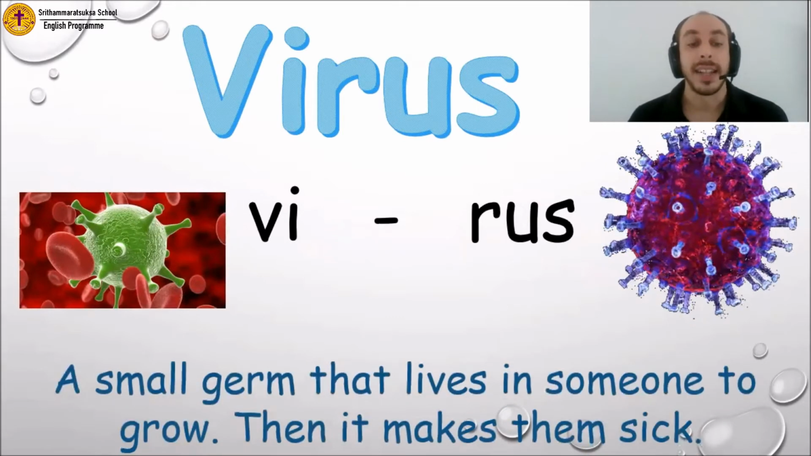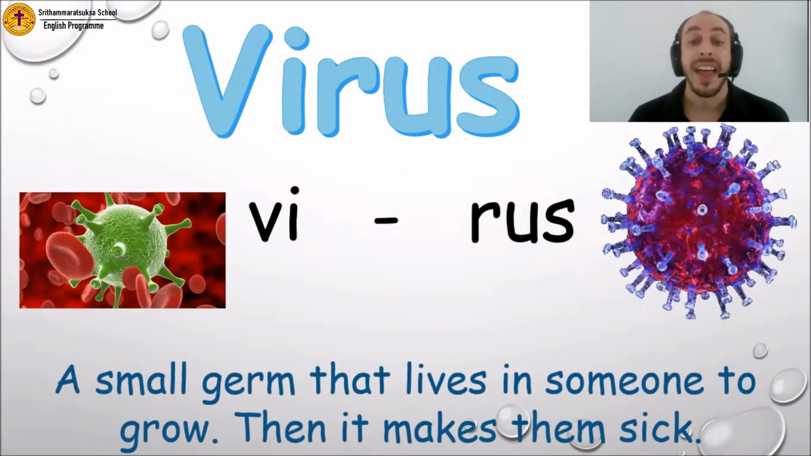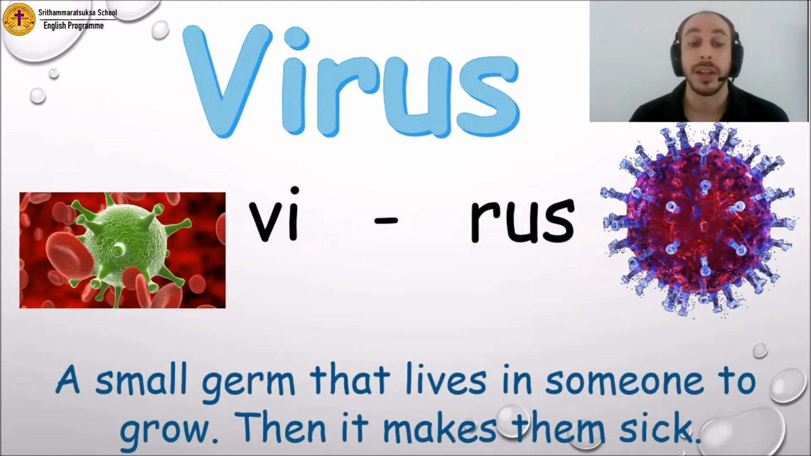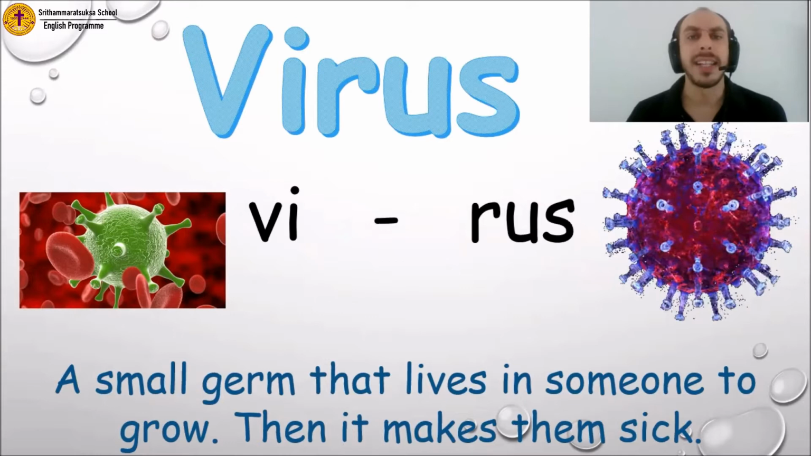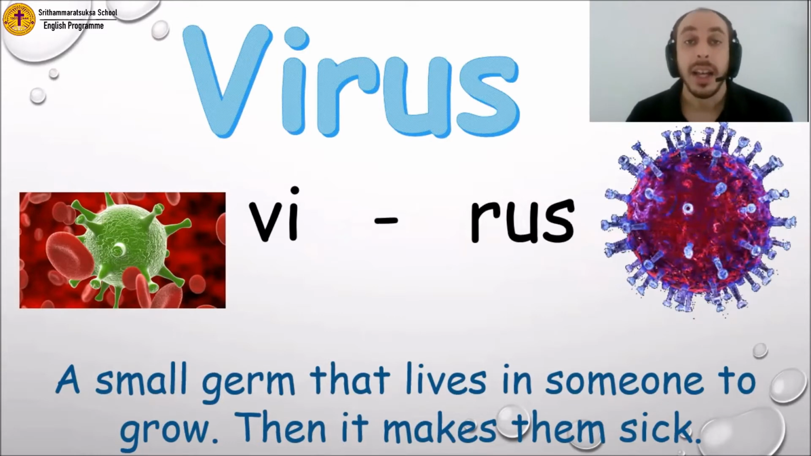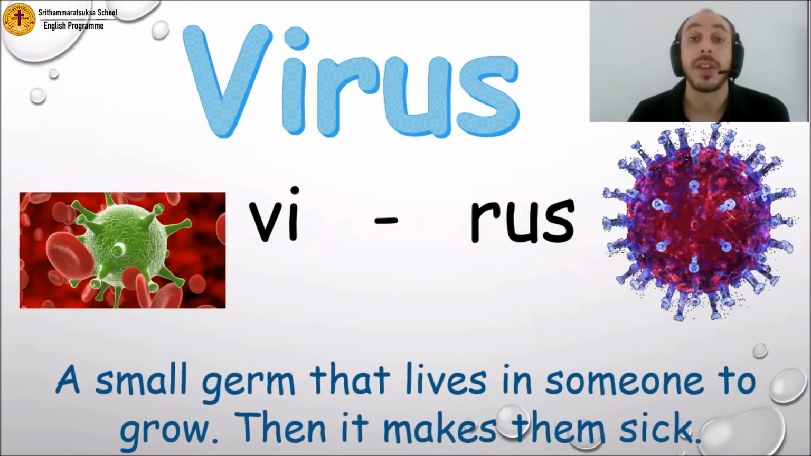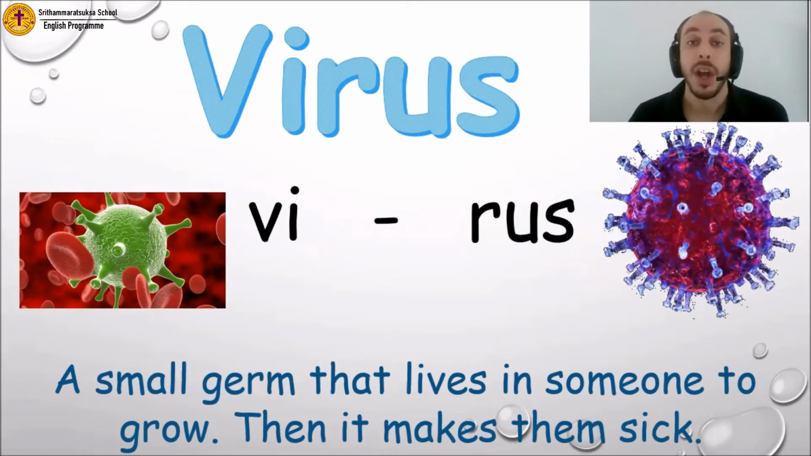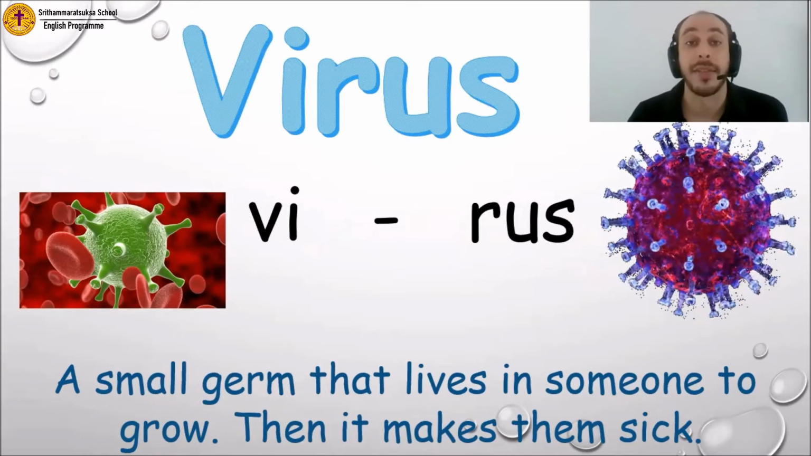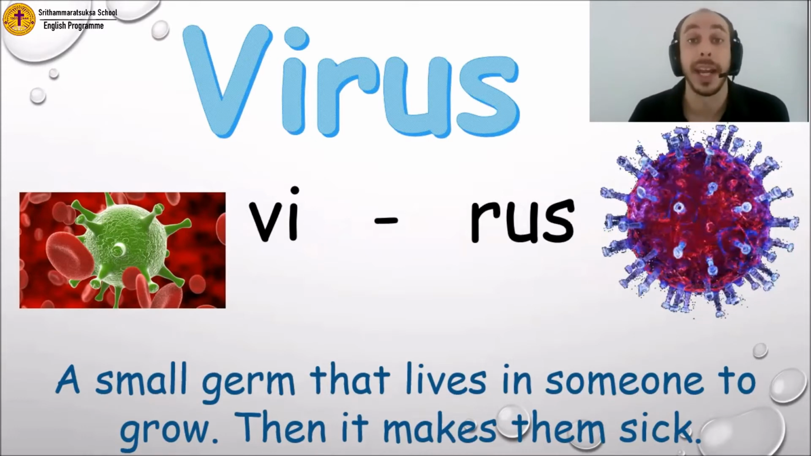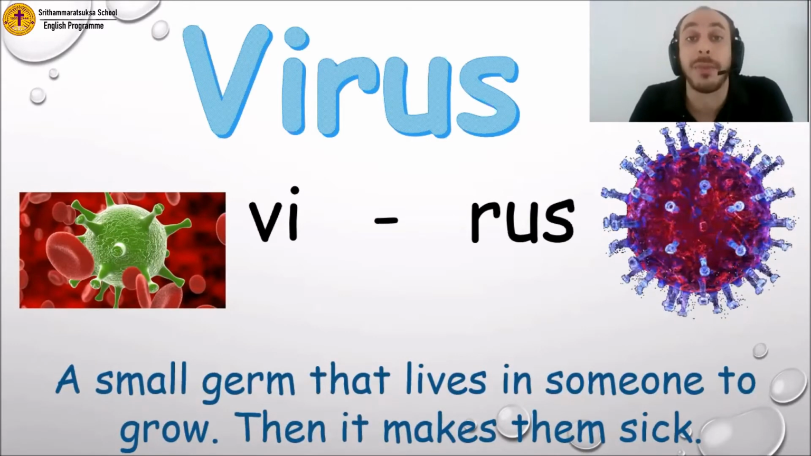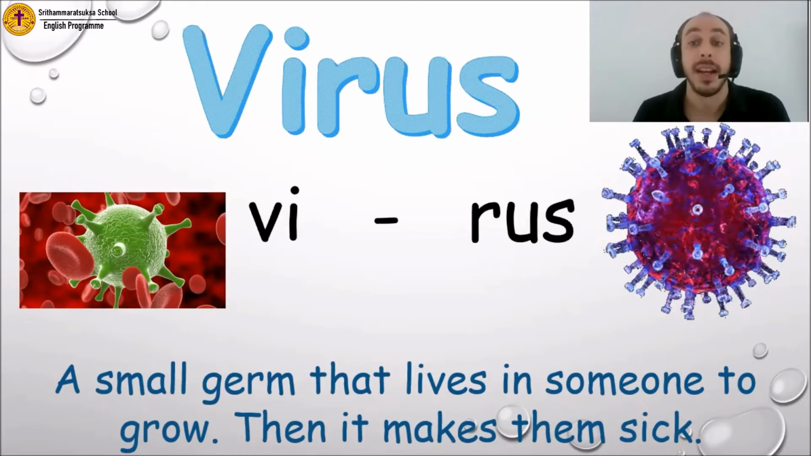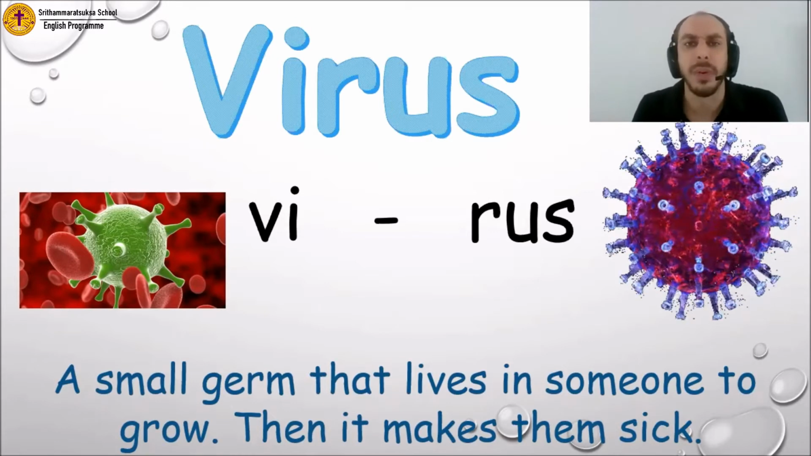A virus is a small germ that lives in someone to grow. Then it makes them sick. So a virus needs a body to make its home so it can copy itself, which is the same as having lots of babies and making its family bigger. It needs to live inside a person or an animal's body to do this, which is why it's very hard to deal with and to see.